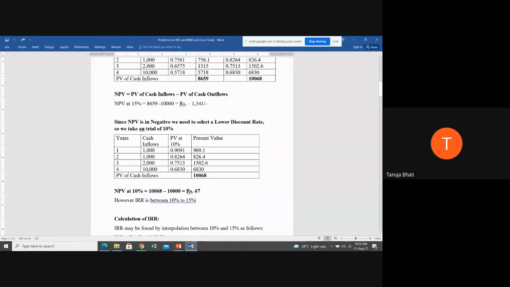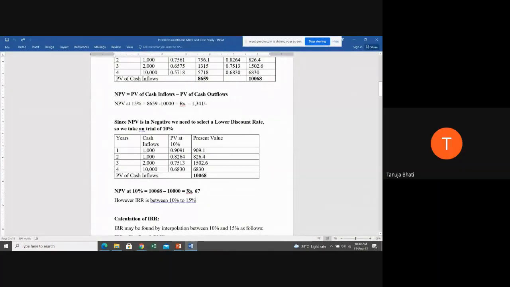At 10% we are getting positive 67. So is 10% your IRR? Yes, students? No, ma'am. No. Why? Why no? Because the NPV is not zero. NPV is not zero. Very good.